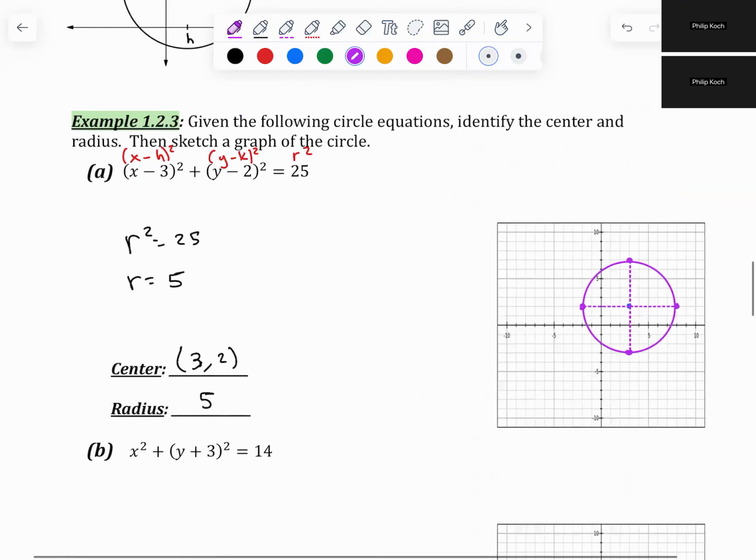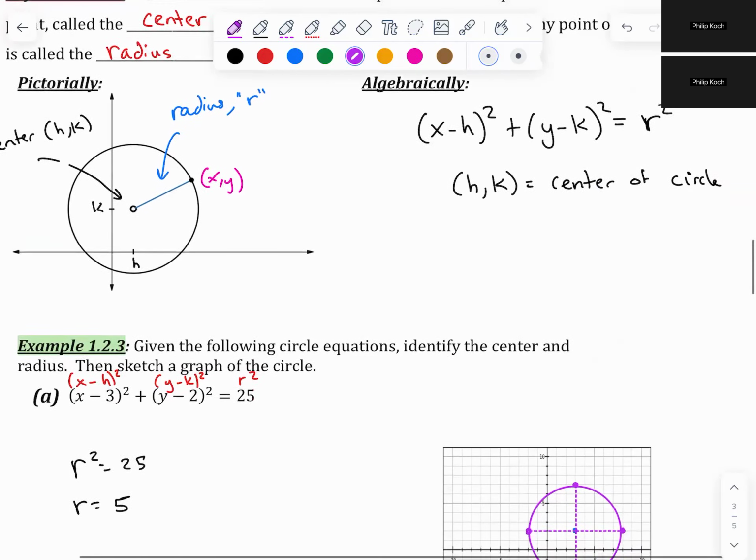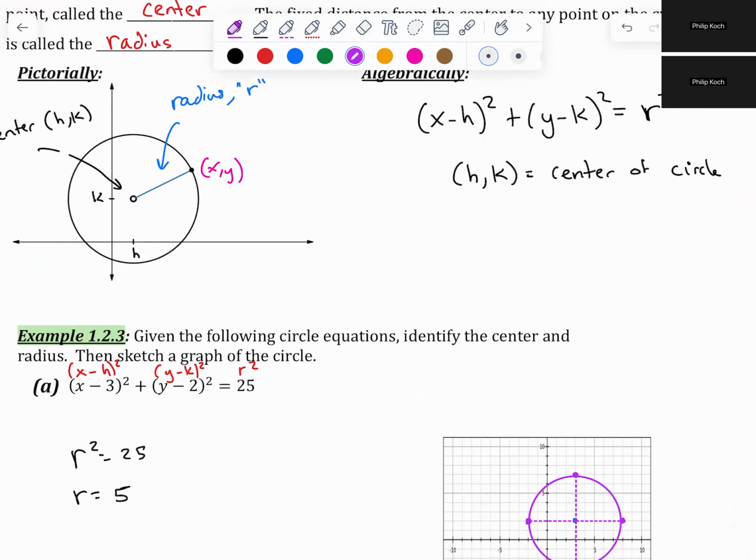Yes. How do we know that's already squared? Excellent question. If you're given the equation of a circle, where all the variable stuff is on the left and the numbers on the right, that number on the right hand side should always be the r squared based on the formula. The number on the right hand side is always going to be squared.